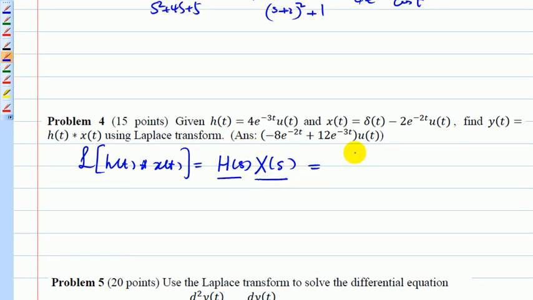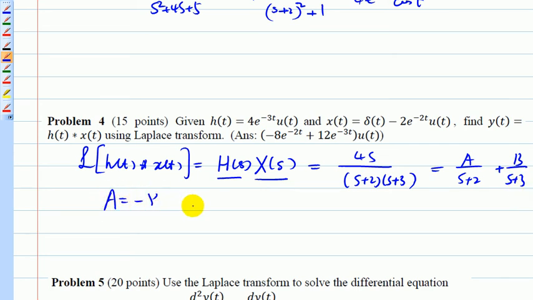So basically what you're going to get for this is 4s over s plus 2 times s plus 3. Now you want to do the inverse Laplace transform, so you have to use partial fractions. Try to solve for A and B. So your A and B will be solved as this. Now you take the inverse Laplace, and you get the convolution.